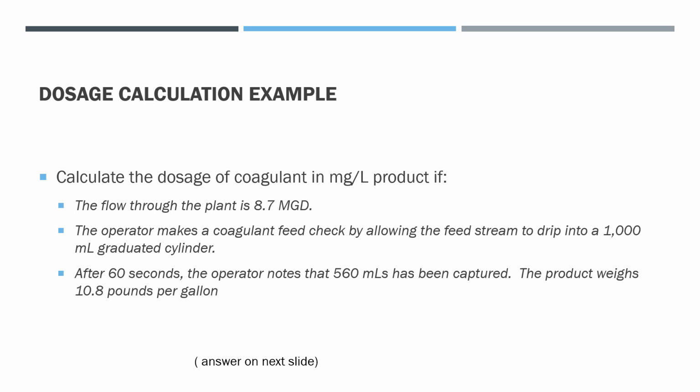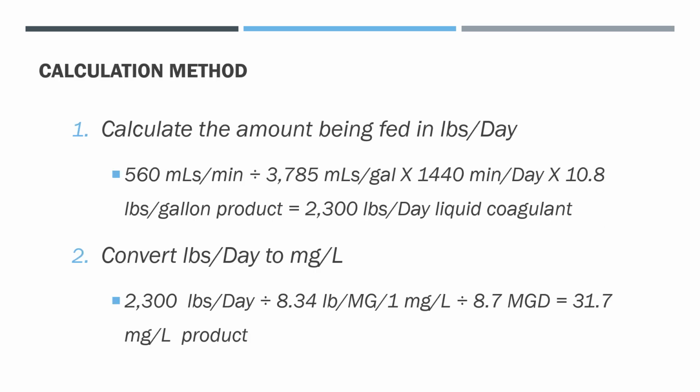You may want to stop right now and work this out for yourself and then go on to the next part of the video. The answer, of course, would be to calculate the amount being fed in pounds per day, and that would be the 560 milliliters per minute divided by 3,785 milliliters per gallon times the 1,440 minutes in a day and the fact that the product weighs 10.8 pounds per gallon. So that's going to show you that you've used 2,300 pounds per day of liquid coagulant.